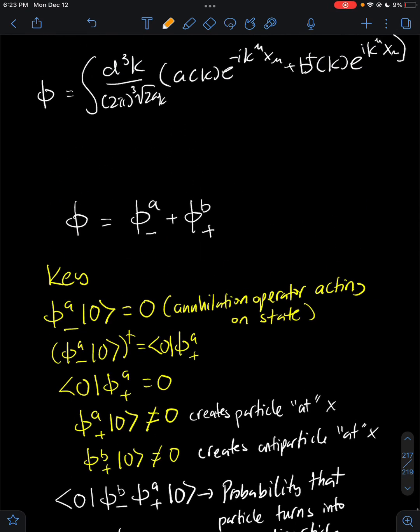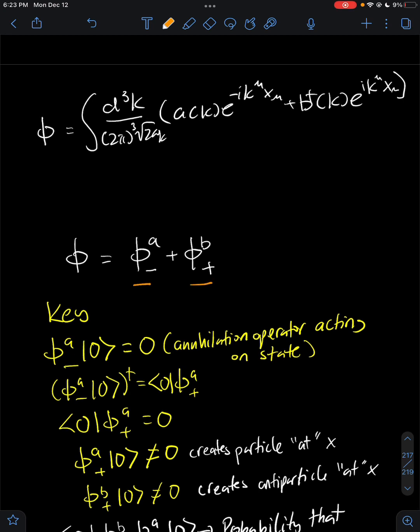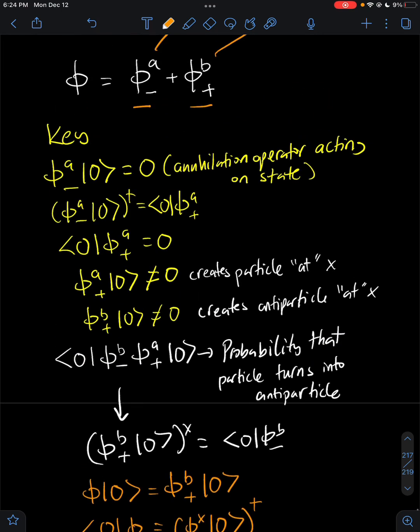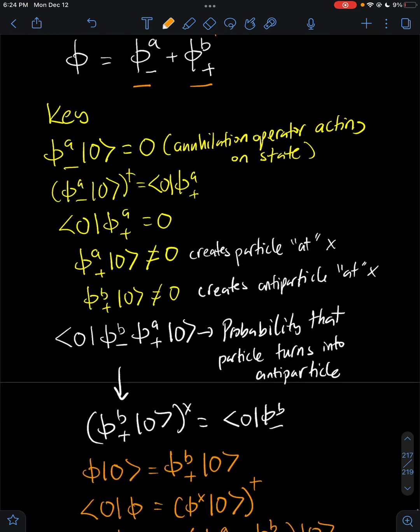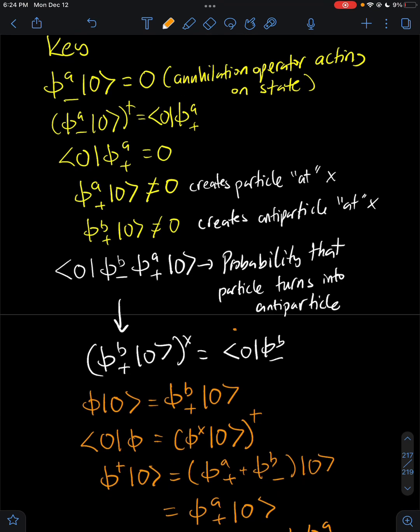And here what we've done is we've split our field into two parts, phi A minus plus phi B plus, where phi A minus represents this term with, of course, the integral, and phi B plus represents this term, again with the integral. So we're going to split the field into these two parts to make what follows much nicer. So with all of that being said, we want to find the probability that a particle turns into an antiparticle. And that's going to be equal to this, right over here.